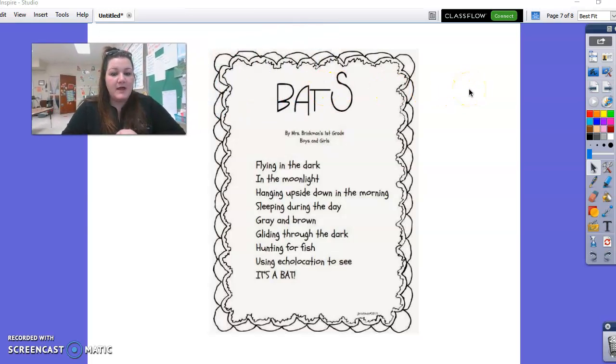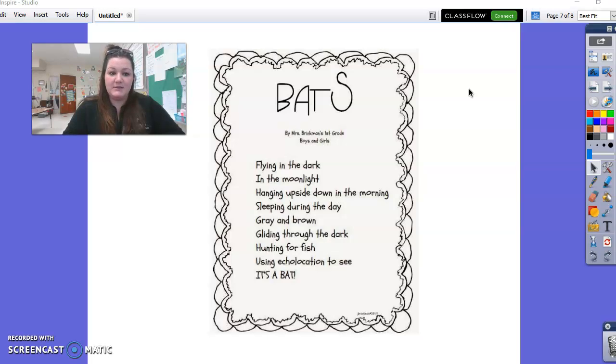Bats, flying in the dark, in the moonlight, hanging upside down in the morning, sleeping during the day, gray and brown, gliding through the dark, hunting for fish, using echolocation to see.